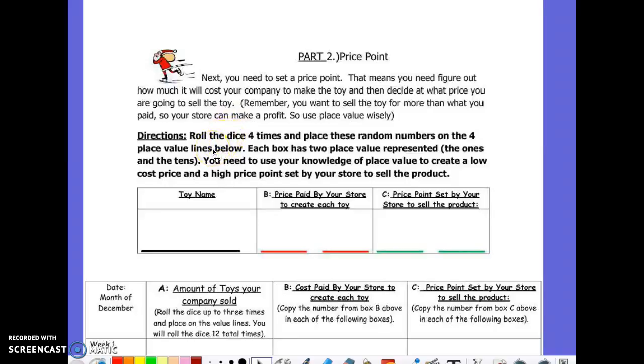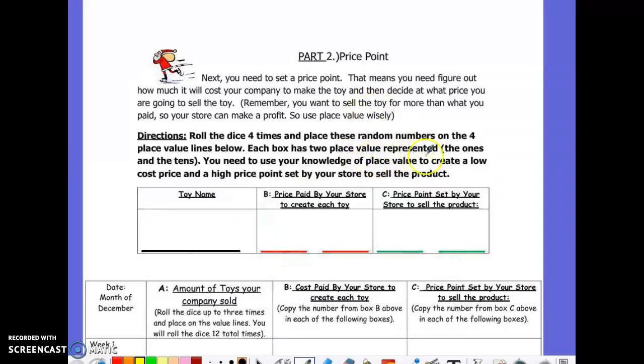Here are the directions for part 2 of the project. You're going to roll a single dice 4 times. And you're going to place these in random or more specific numbers on the 4 place value lines you see below. Let me just circle that real quick so you see exactly what I'm talking about. I'm talking about these 4 place value lines right here on the chart below. That's where you'll be placing whatever you roll on your dice.